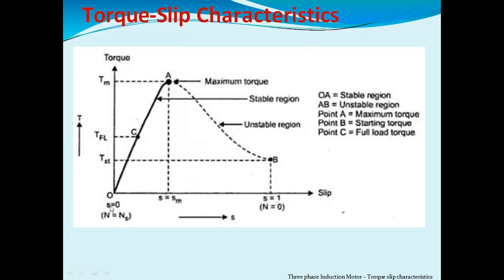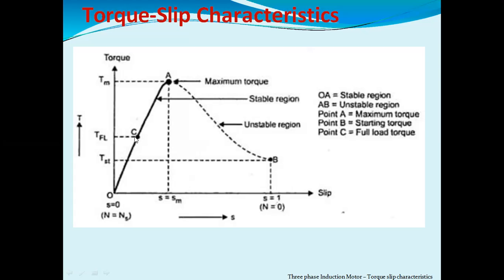Now the equation of starting torque we get easily by putting S equal to 1 in the equation of torque. Our equation of torque is T equal to S into K into E2 square R2 upon R2 square plus S X2 square. If you put these values, you will get the torque at S equal to 1. At that time, you can see here point B is the starting torque.